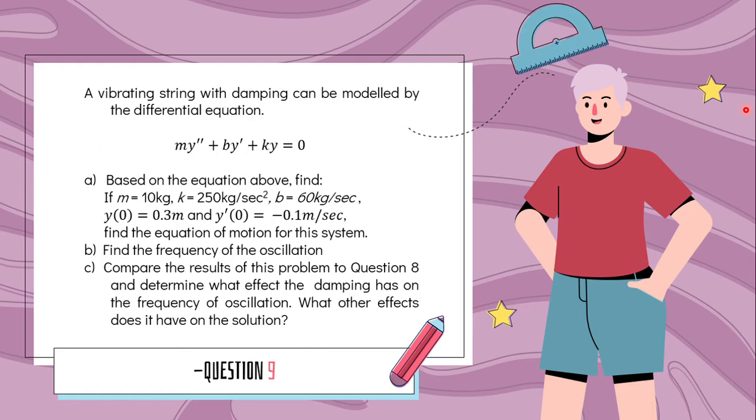And the second question is, find the frequency of the oscillation. And the last question is, we need to compare the result of this problem to question 8 and determine what effect the damping has on the frequency of oscillation. What other effects does it have on the solution?